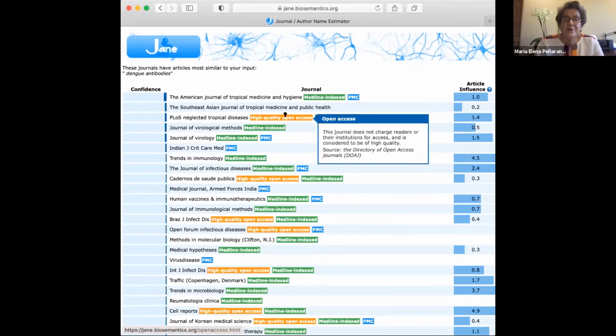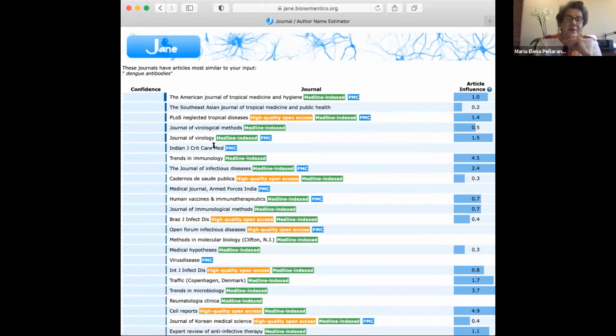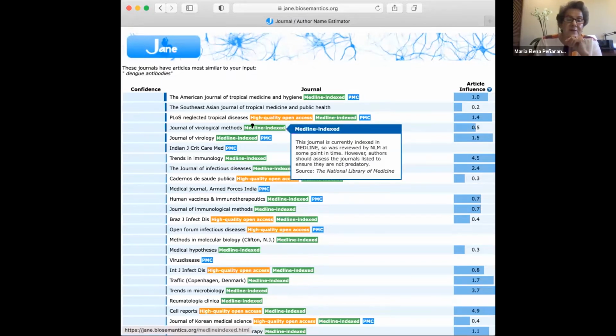This journal does not charge readers or their institutions to access, for it is considered to be a high quality source. But also the author has to pay. It's the readers, us, that don't have to pay. So that's why you have to choose. Journal of Virological Methods, if it's a method.